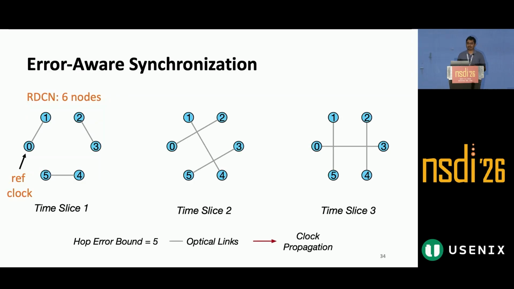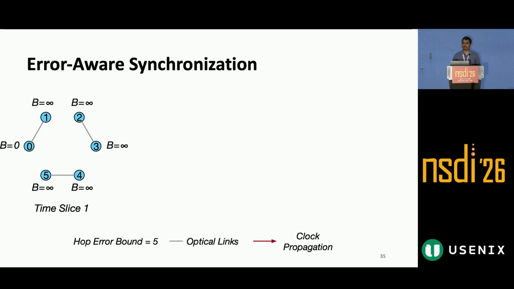Let's run through an example. So here we have a reconfigurable data center network with 6 nodes and changing topology. Node 0 has the reference clock. Now, in the beginning, we initialize each node's error bound to infinity except for the reference node 0.